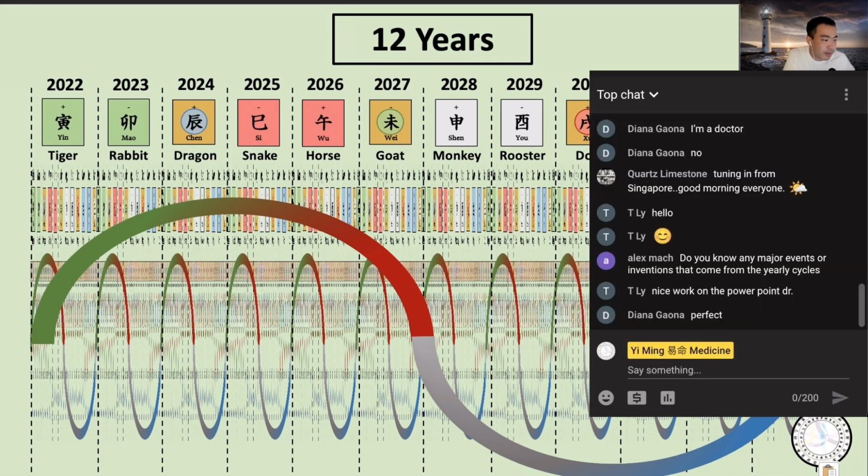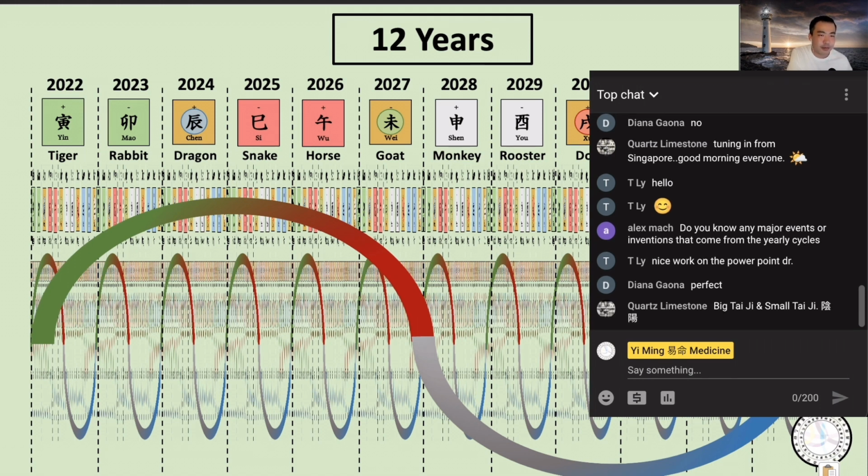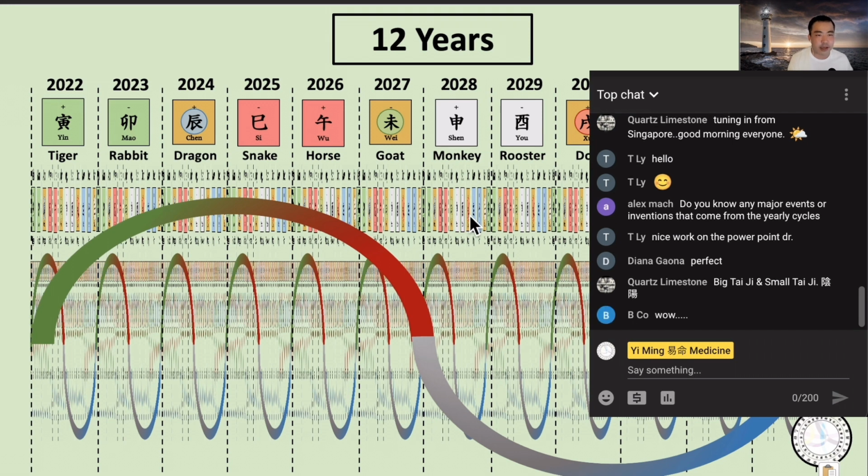Do you know any major events or inventions that come from the yearly cycles? Yeah, there are some, like metal years, especially heavenly stem. There were many events. You can watch the big picture of 2020. And there are many historical events that correspond to these five elemental energies as well. Big Tai Chi, small Tai Chi. Where did you hear about that? It's like in Master Dong's seminar.